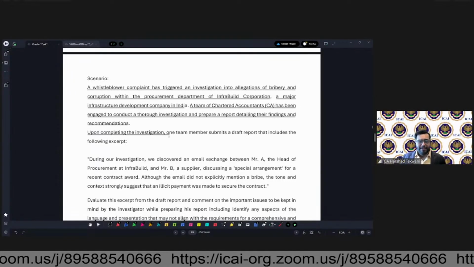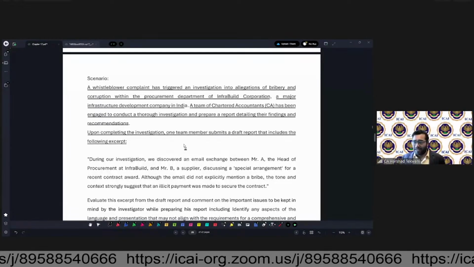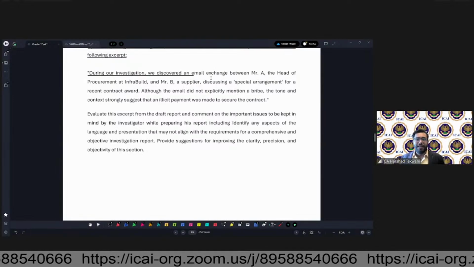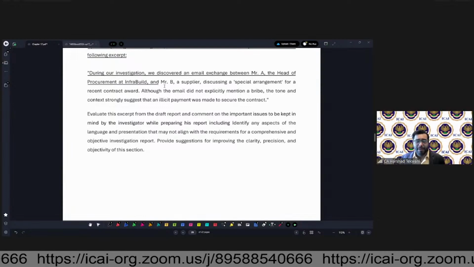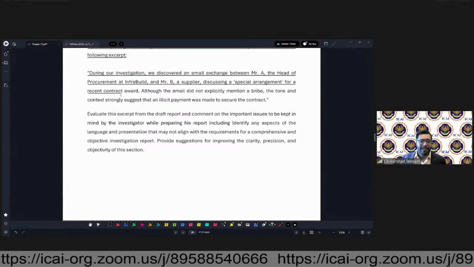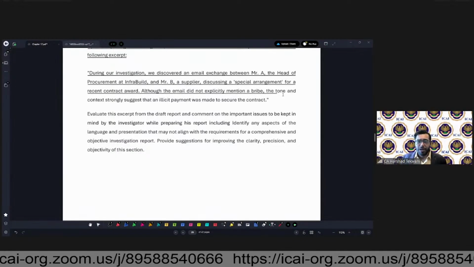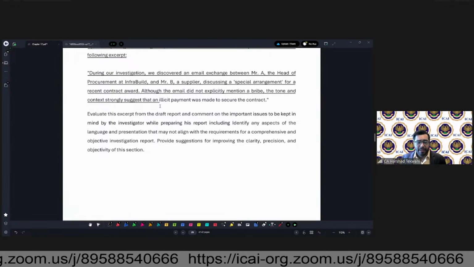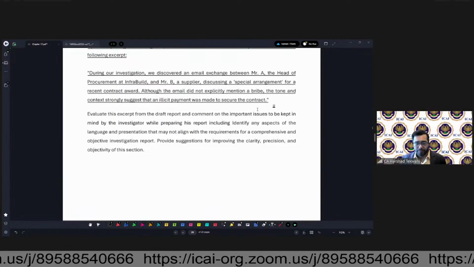Upon completing the investigation, one team member submits a draft report that includes the following paragraph. During our investigation, we discovered an email exchange between Mr. A, head of procurement at InfraBuild, and Mr. B, supplier, discussing a special arrangement for a recent contract award. Although the email did not explicitly mention a bribe, the tone and the context strongly suggest that an illicit payment was made to secure the contract.